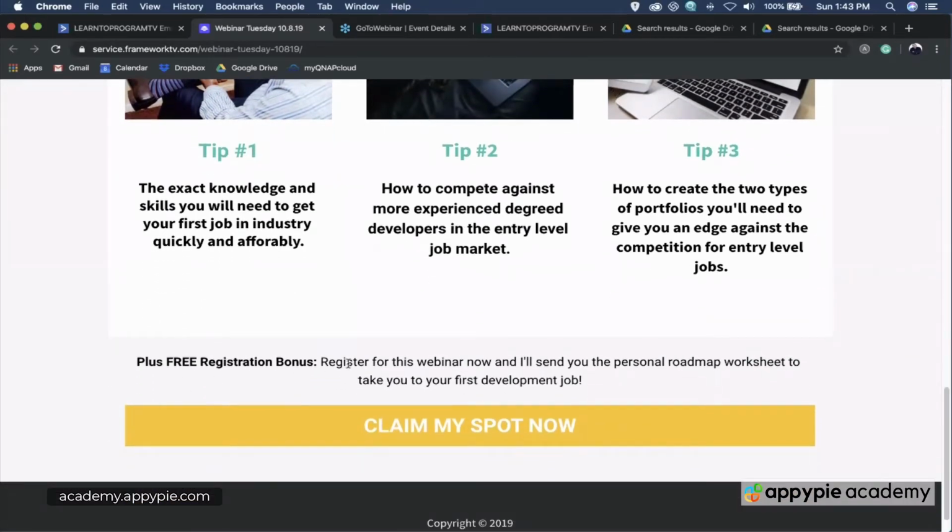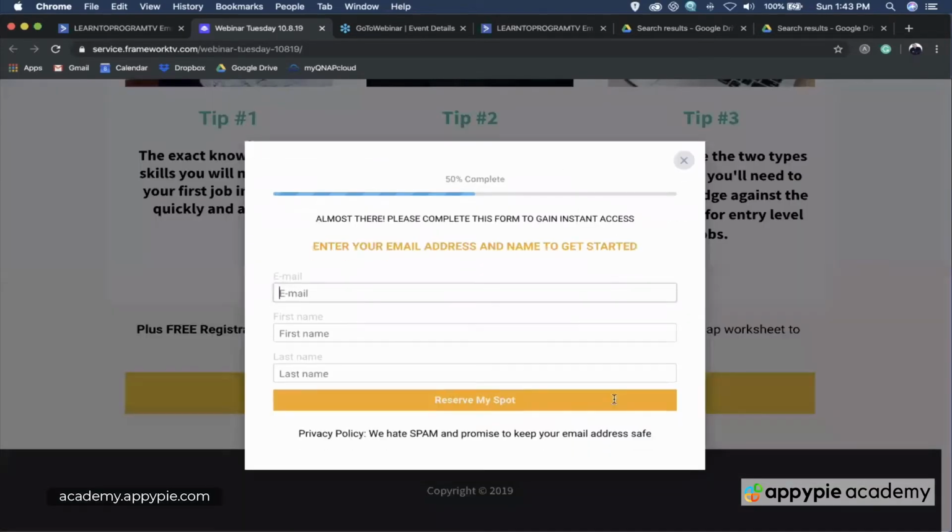We also have a registration bonus, which is a personal roadmap worksheet to take them to their first development job, and then the Claim My Spot Now, which gives them the form to fill out, which gives them a spot in the webinar. Pretty straightforward. They'll give their email, first name, and last name.